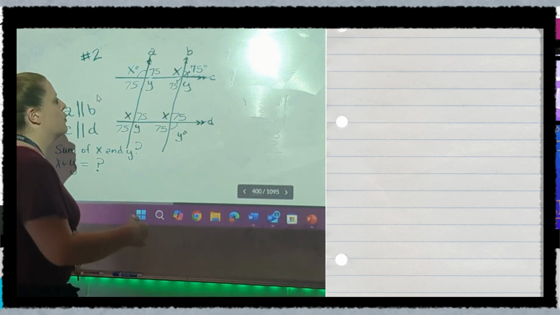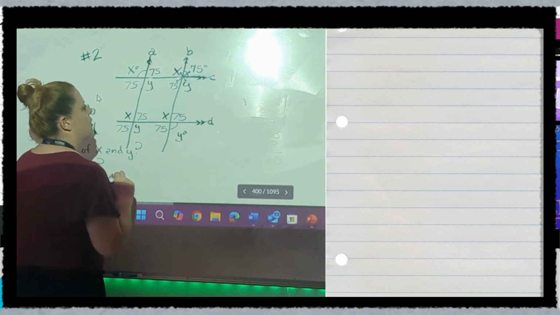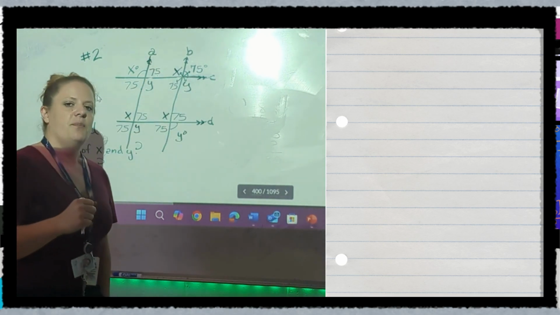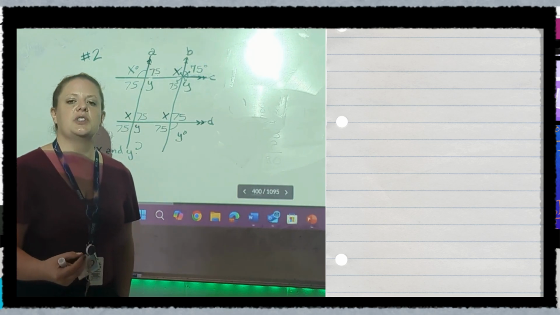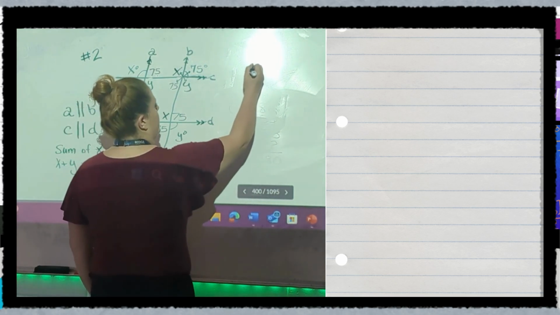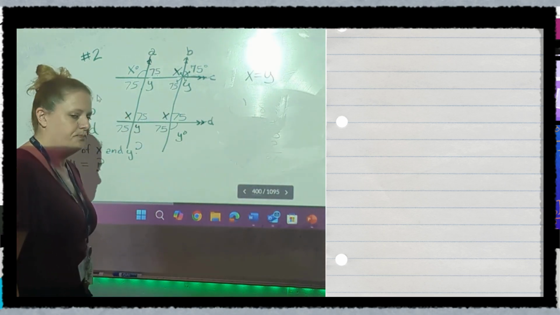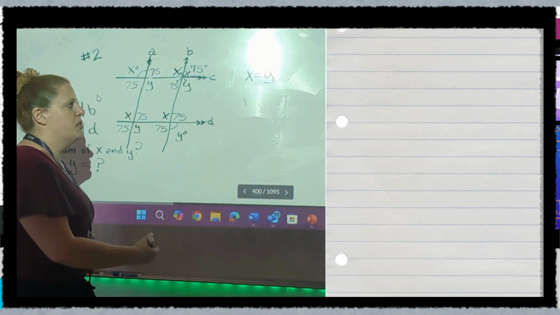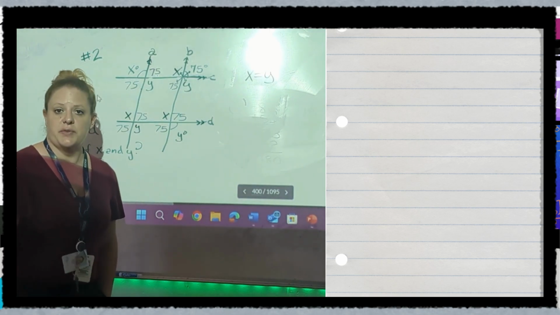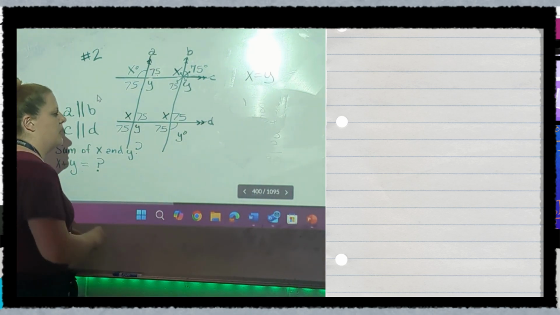By that same rule, if we cross this intersection, we have x and y. But they're vertical angles to each other, which means they are congruent, or the same measurement. So I can actually determine x is equal to y. Which is pretty sweet. Okay? So whatever we find for x is going to be the same for y or vice versa. All right, so now we have to figure out one of those two numbers.